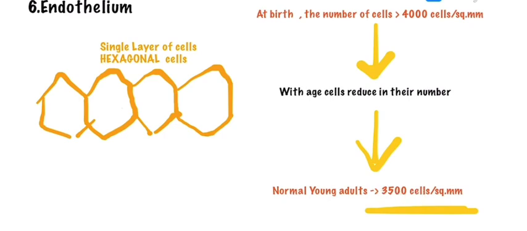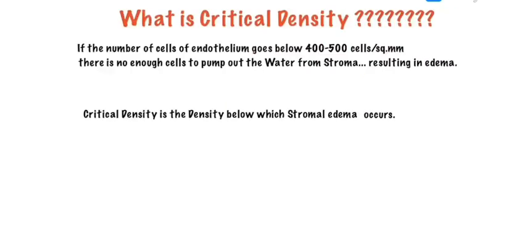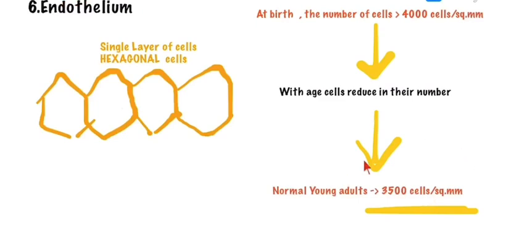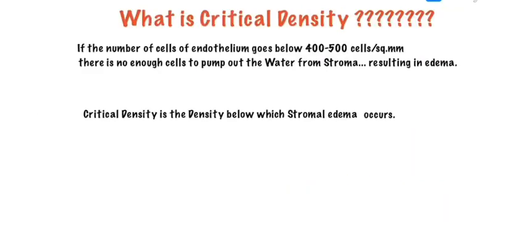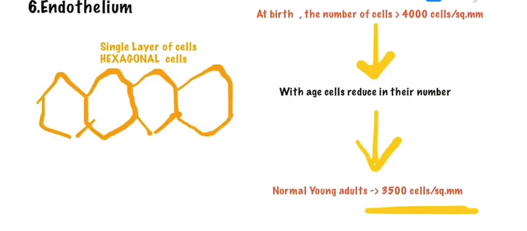So what happens if this goes very low? What happens if it goes below the 3,500? Before that, you have to understand what is a critical density. You know the endothelium has this many cells in adulthood. So what happens if it goes below 400 or 500 cells per square millimeter? Then there are not enough cells to pump out water from the stroma, resulting in edema. Oh my god, what is happening here? I didn't tell you about this.